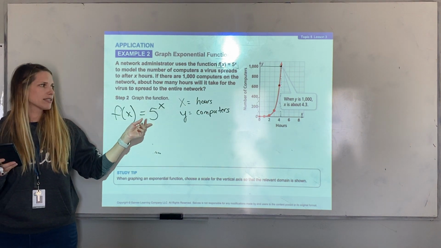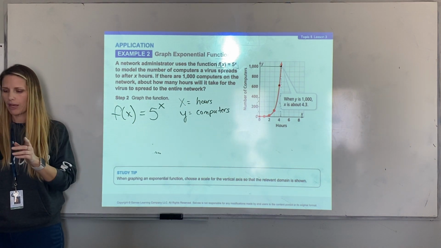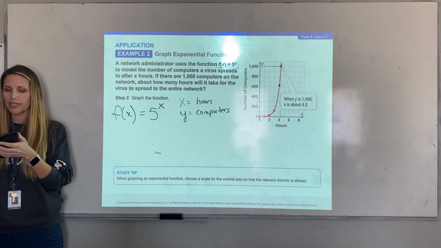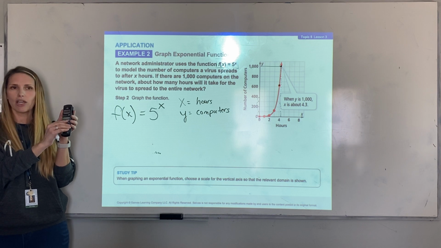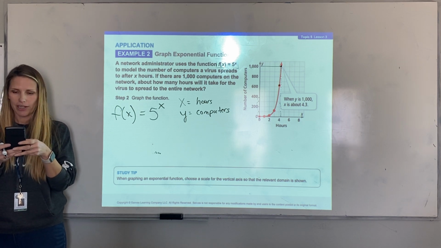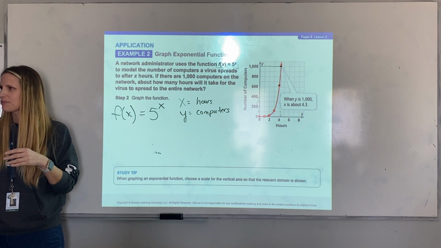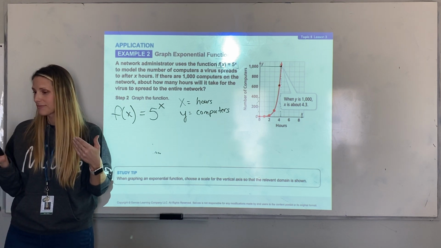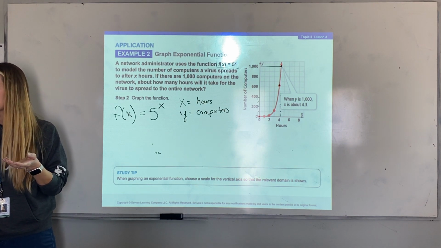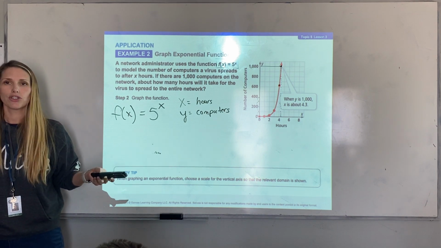What do we type in first to find this? 5. Then what do we hit? The exponent button, y to the x power. Very good. The exponent button is right underneath the off button. And then you type 4.3. Very good. And it's 1012.910. Now, is that pretty close to 1,000? Yeah. So I'm going to say that's a good answer.